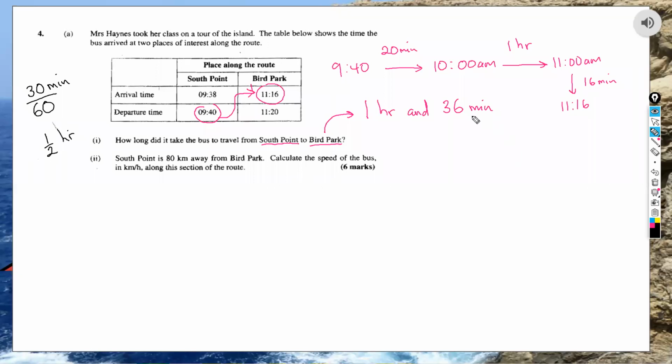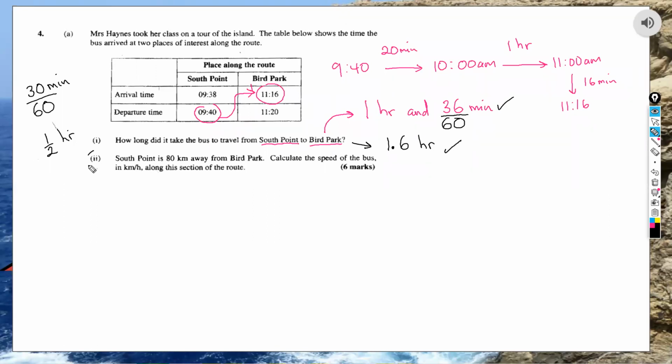So if you wanted this 36 minutes, you could convert it to hours by dividing it by 60. And 36 divided by 60, let me get my calculator. 36 divided by 60 is 0.6. So you could have also stated the answer as 1.6 hours. I believe anyone would be correct in any exam.